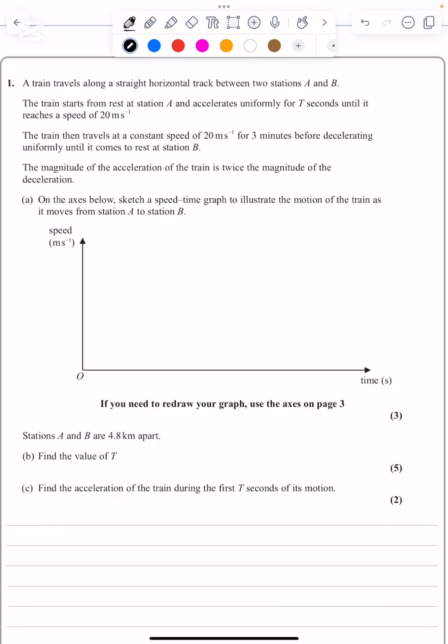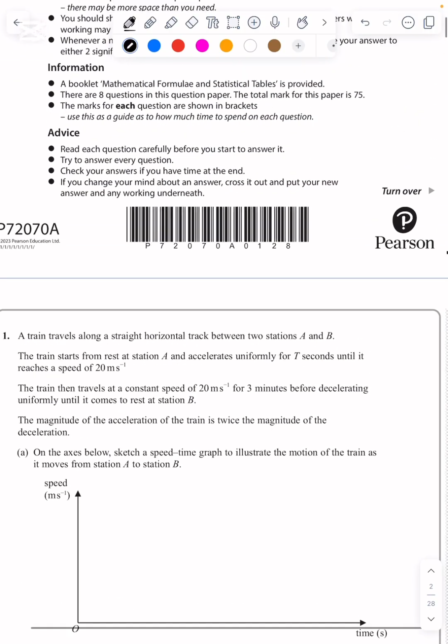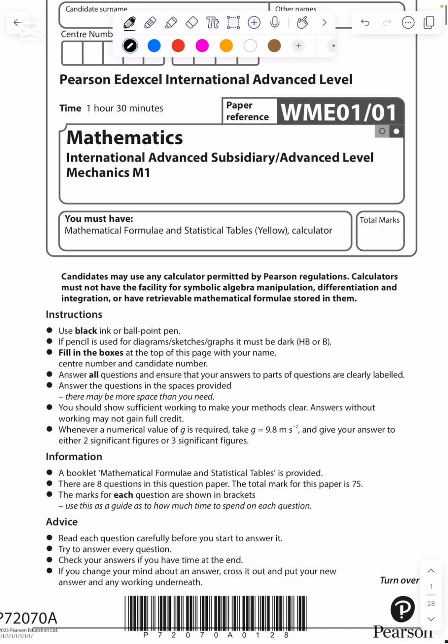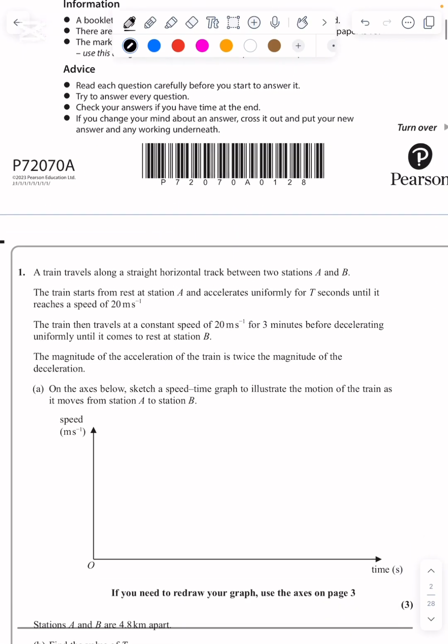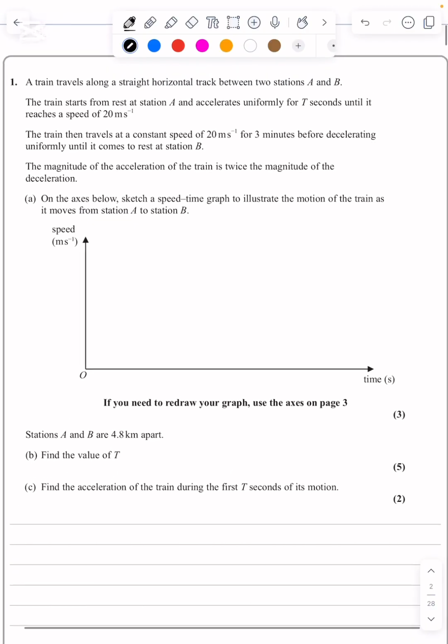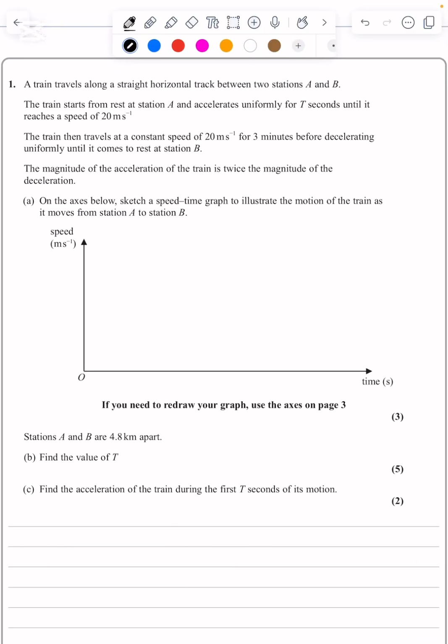A train travels. Oh, I forgot. This is Mechanics 1, International Edexcel, A levels, 2023 January. Alright, let's start. Question 1. A train travels along a straight track, starting at rest at station A.